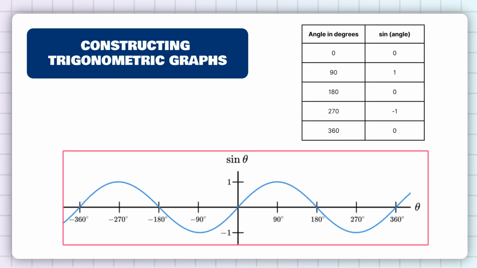If we plot these points on a graph, we notice that the sine function creates a wave-like pattern that repeats every 360 degrees. This wave rises to a maximum of 1 at 90 degrees, returns to 0 at 180 degrees, falls to -1 at 270 degrees, and comes back to 0 at 360 degrees.